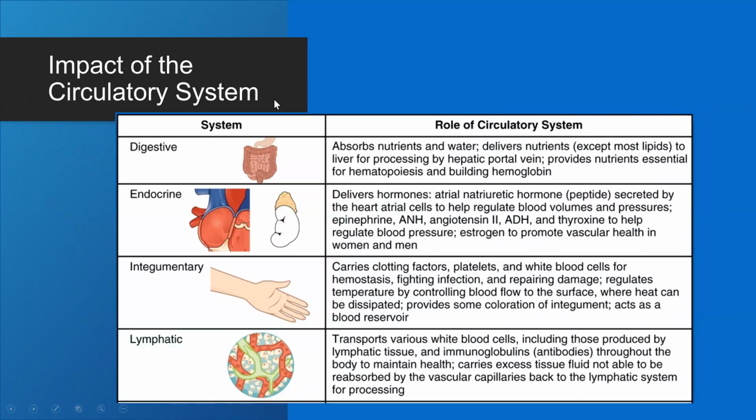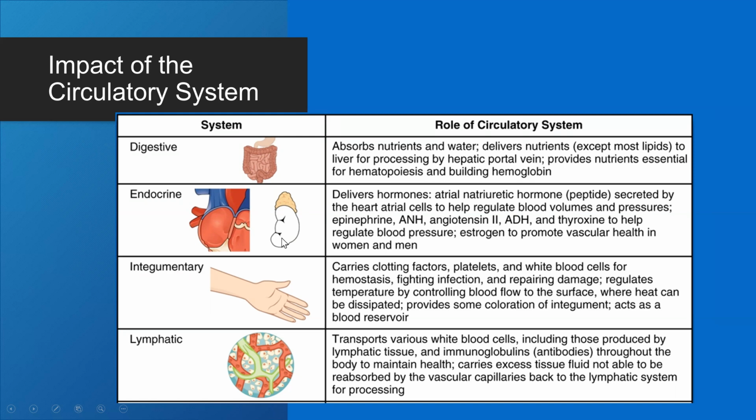Now, the circulatory system has impact on any system of your body. Right here we have digestive, endocrine, integumentary, lymphatic. Like the digestive system: what is the role of the circulatory system? Well, you digest your food, but then you absorb nutrients into your blood. So it absorbs nutrients and water, delivers nutrients, except for most lipids, to the liver for processing by the hepatic portal vein, and provides nutrients essential for hematopoiesis and building hemoglobin.